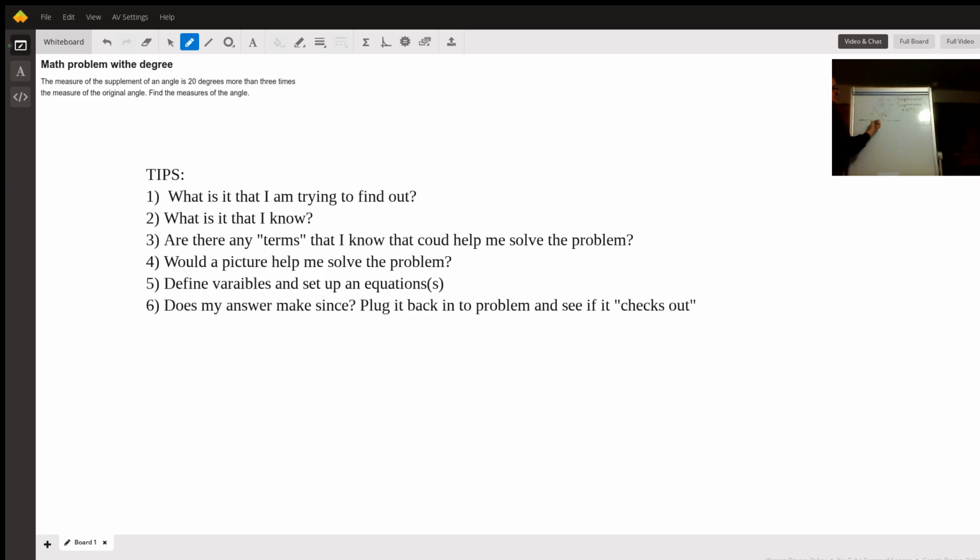So, angle 1 and angle 2 are supplementary angles. Now, the other part of this definition is that angle 1 and angle 2, when we add them together, they equal 180 degrees.